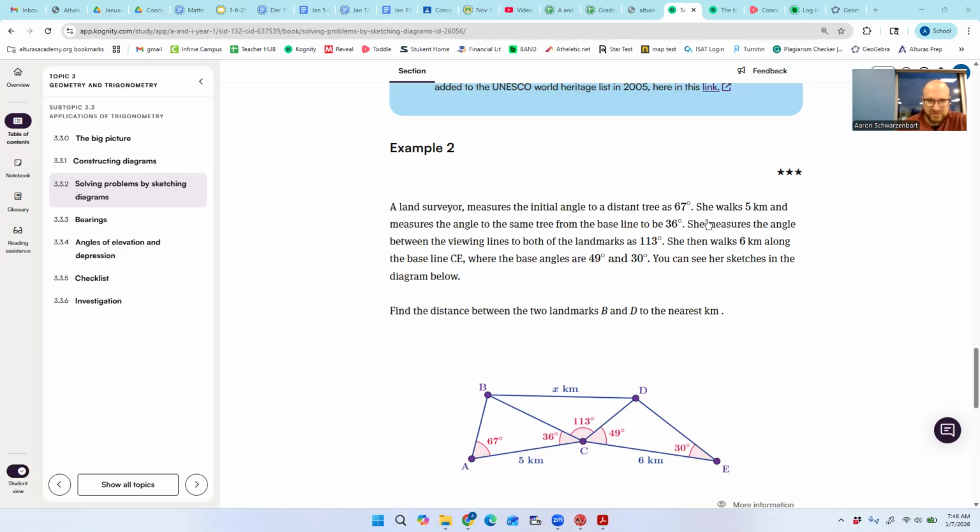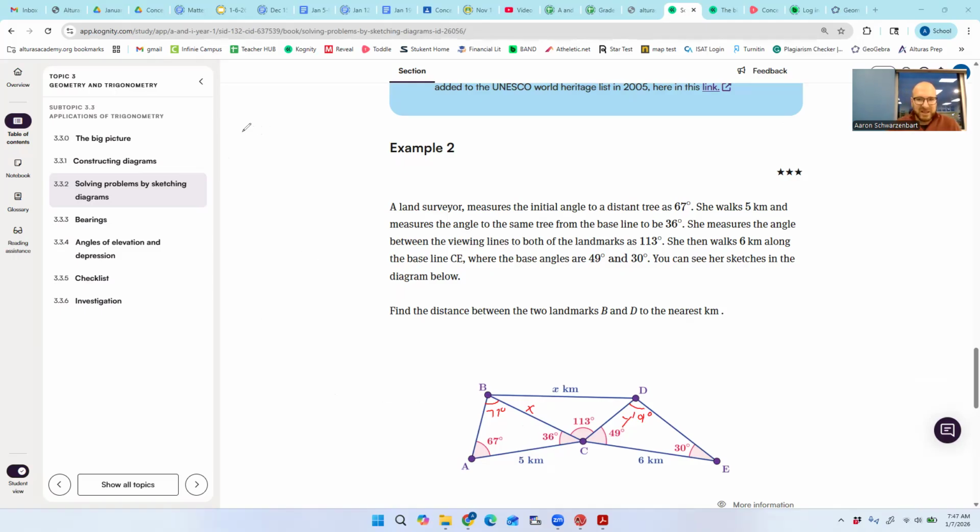So first thing I want to do is get this side right here. We're going to get X and Y. So in order to get that side, I probably need to use law of sines. And let's get that angle by doing 180 minus the other two. So 180 minus 67 minus 36 gives me this angle is 77 degrees. We'll do the same thing over there: 180 minus 49 minus 30 is 101 degrees.